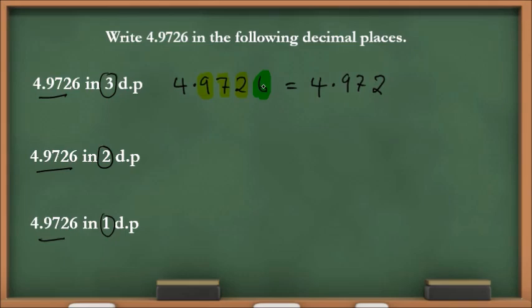4.972. But you need to check the 4th one and confirm whether it's up to a 5 or more than a 5. So we can see that this 6 here is up to a 5 and more than a 5. Therefore, we will be adding 1. We'll be taking 1 from here and adding 1 to the 2. The reason why we're adding 1 to the 2 is because this 4th number is up to a 5 and more than a 5. Therefore, you add 1 to the number just in front of it.